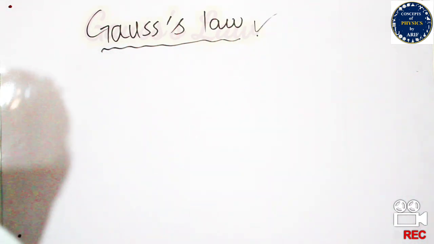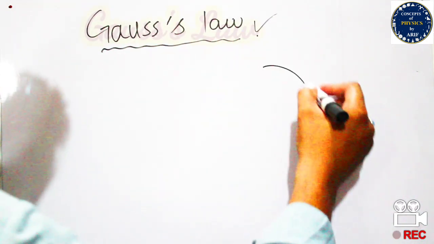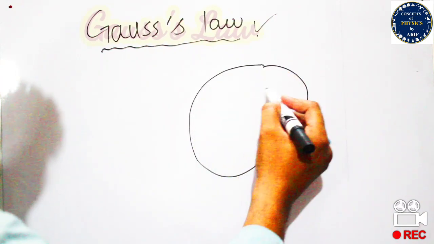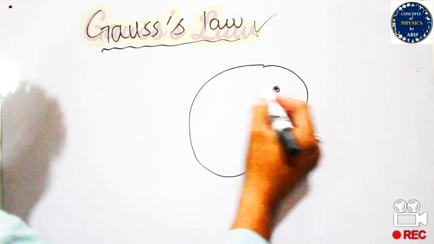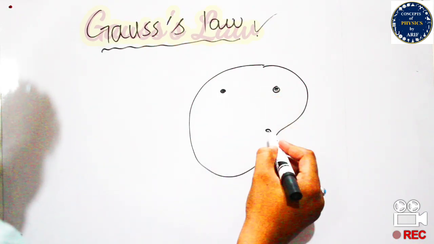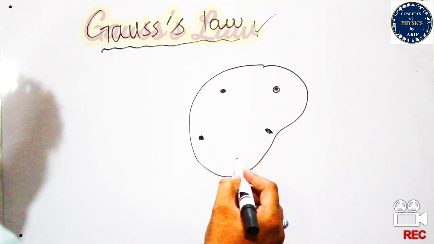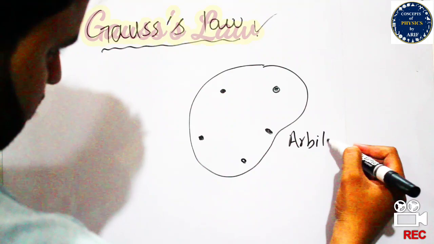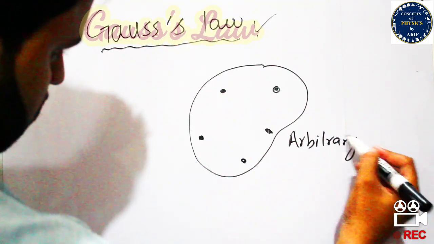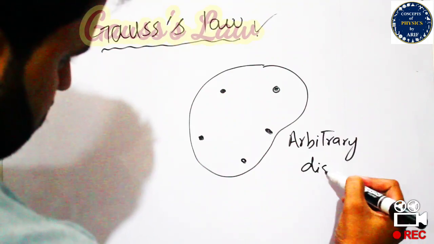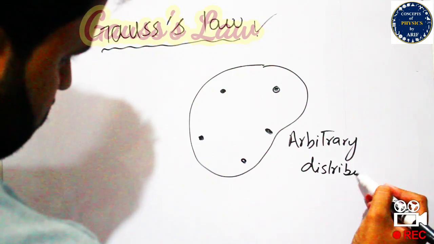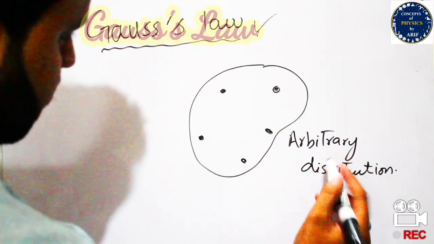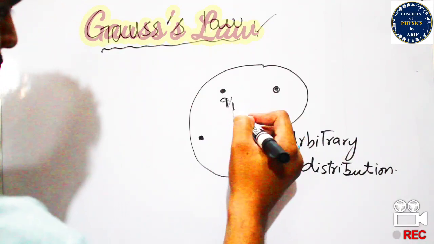This is a very important law in the chapter of electrostatics, in which we will draw an arbitrary or irregular shape in which charge points or test charges are placed, arbitrarily distributed in that shape. This shape is irregular, and no one can question whether it is a regular shape or whether we are placing regular charges.